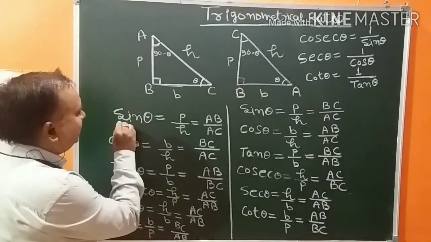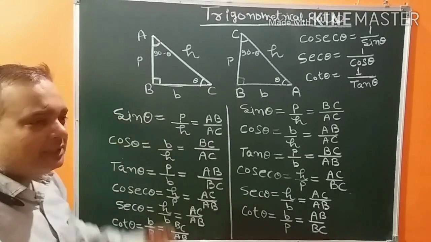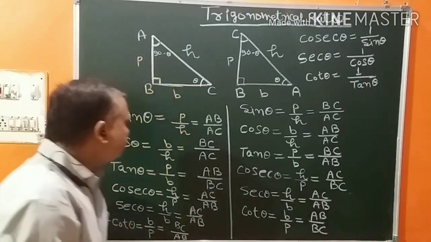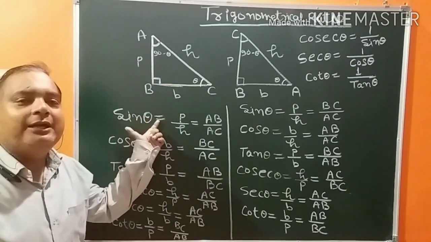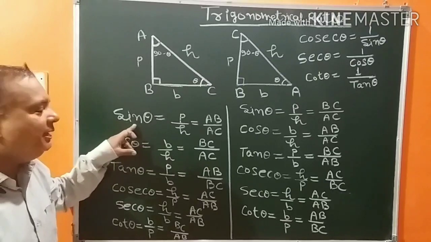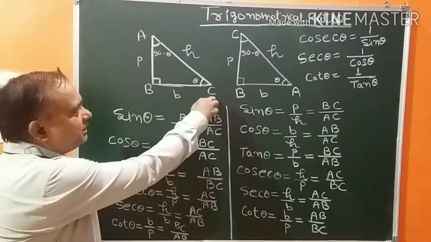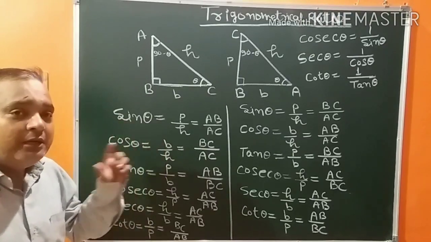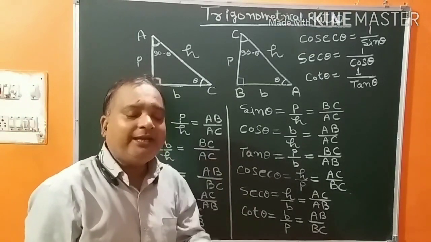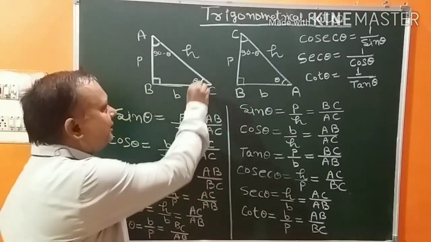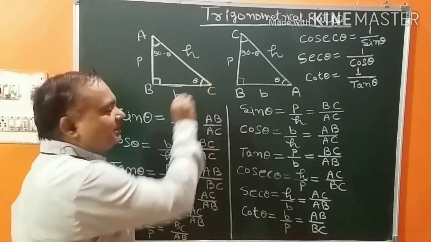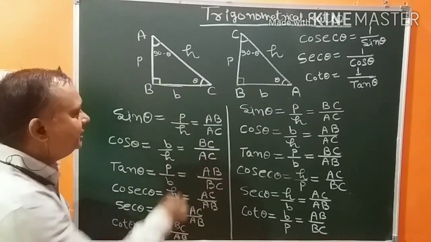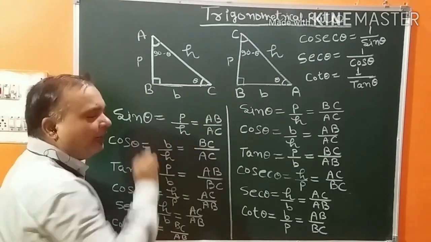So if I write sine theta, what is the meaning of sine theta? It means theta is an angle and sine is a trigonometric function. So we will write sine of angle theta. Suppose I take the angle C, so what will I write? I will write sine C. What does sine C represent? It means sine of angle C. But here I use the notation for angle, that is theta. So the formula sine theta, meaning sine of angle theta, is perpendicular upon hypotenuse.